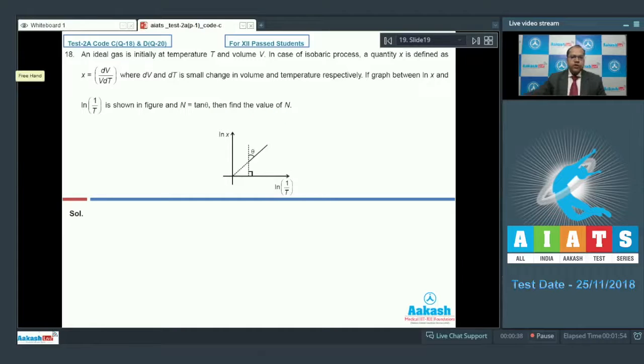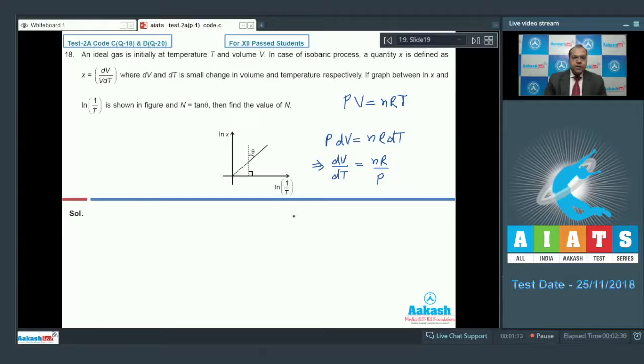So it is given in the question that the gas is ideal. So we know that for an ideal gas, PV is equal to nRT. And since the gas is following an isobaric process, so P is equal to constant. So if I differentiate this equation, then P into dV is equal to nR into dT. So from here, the value of dV by dT comes out to be nR by P.